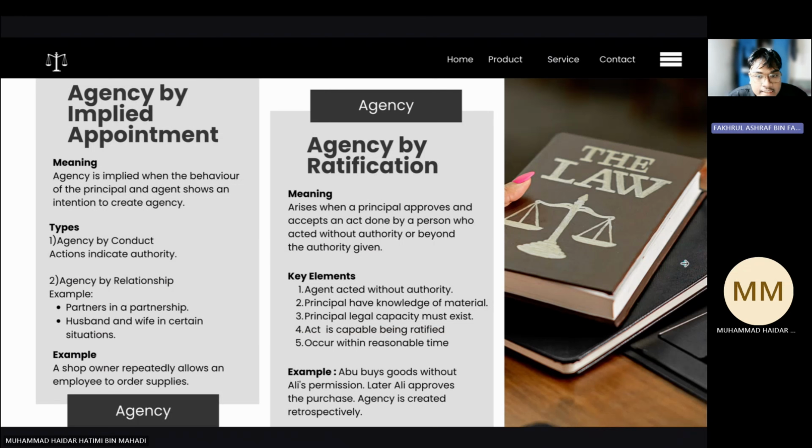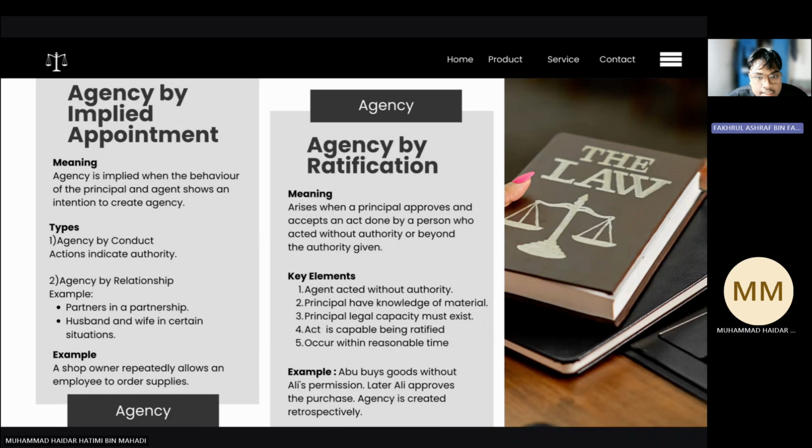Methods of creating agency, there are 5 in total. The first one is agency by implied appointment, which means that agency is implied when the behavior of the principal and agent show an intention to create agency. There are 2 types. The first one is agency by conduct, where actions indicate authority, and the second one is agency by relationship. For example, partners in a partnership, husband and wife in a certain situation.